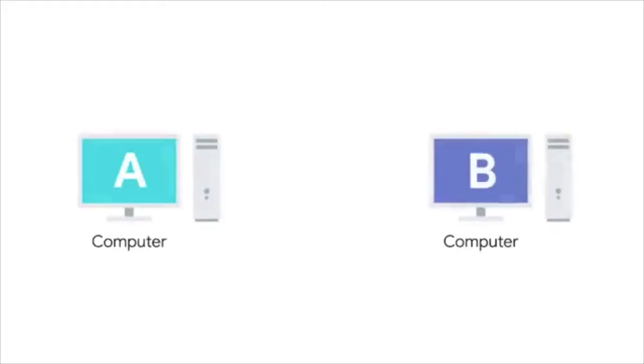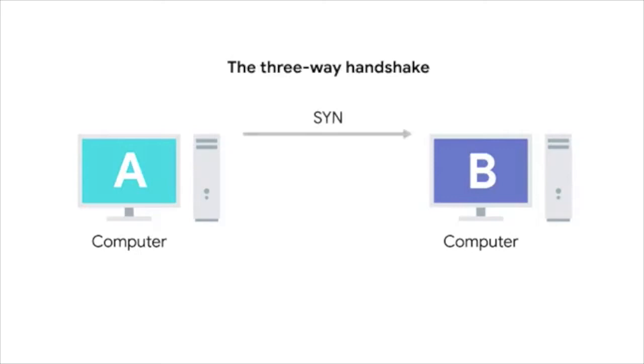For a good example of how TCP control flags are used, let's check out how a TCP connection is established. Computer A will be our transmitting computer, and computer B will be our receiving computer. To start the process off, computer A sends a TCP segment to computer B with a SYN flag set. This is computer A's way of saying, let's establish a connection and look at my sequence number field so we know where this conversation starts.